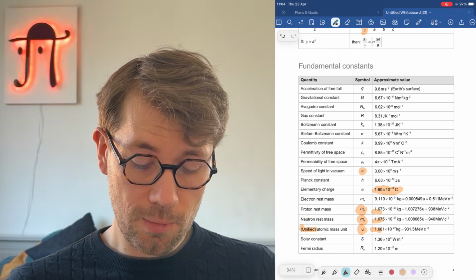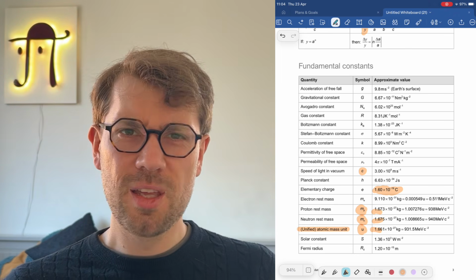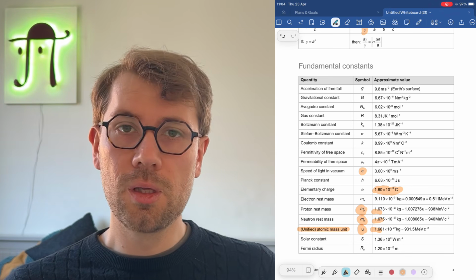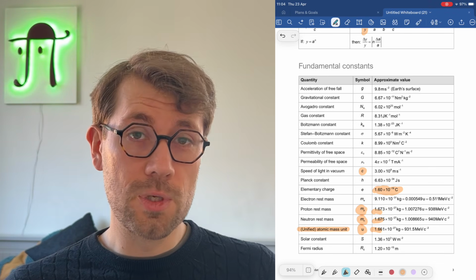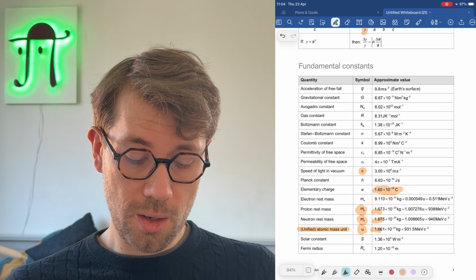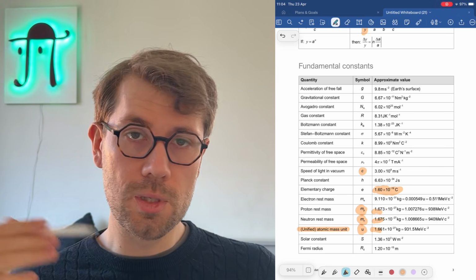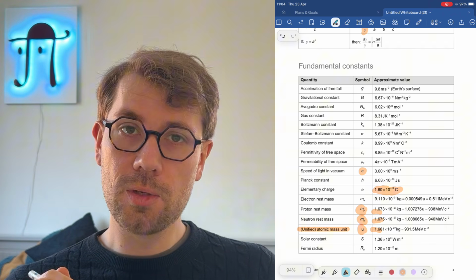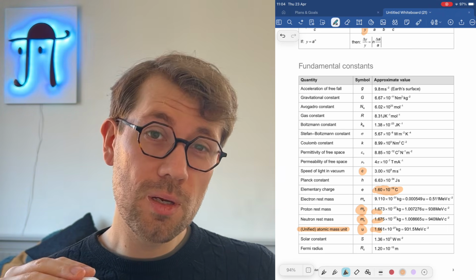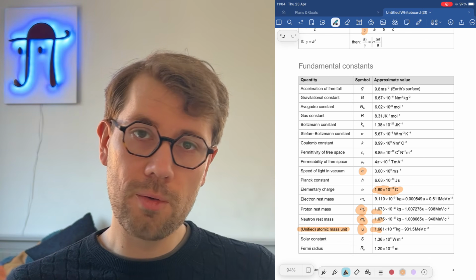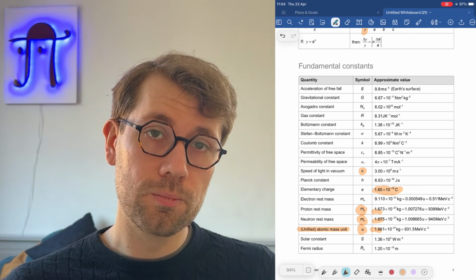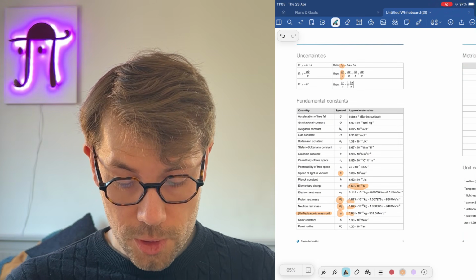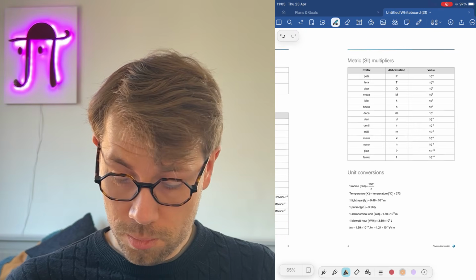Quite often you can get away with just using the unified atomic mass unit, say if you wanted to calculate the momentum of an alpha particle. You don't need to know its mass to that much precision. An alpha particle is a helium nucleus. It's got 2 protons, 2 neutrons. The unified atomic mass unit is kind of the average between a proton and a neutron in a nucleus, so I would just use that times 4. After that, stuff comes up, but not as much as those ones we've looked at.